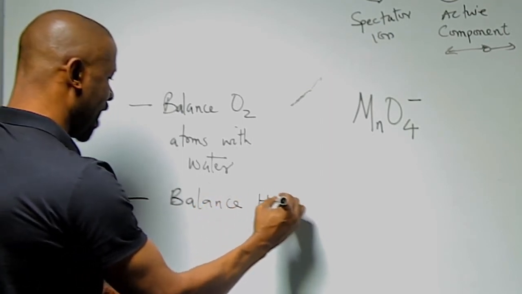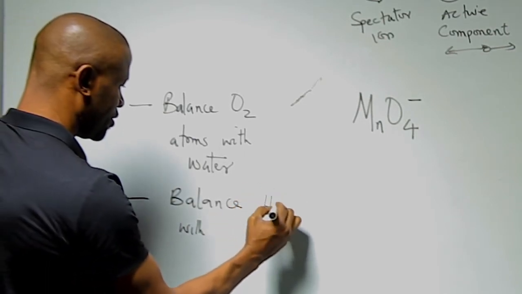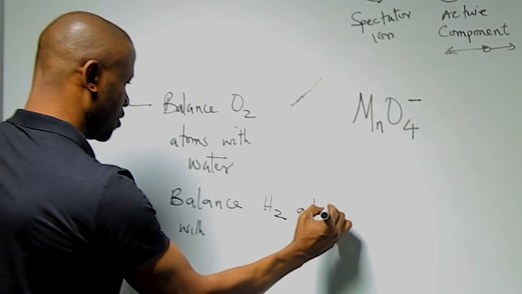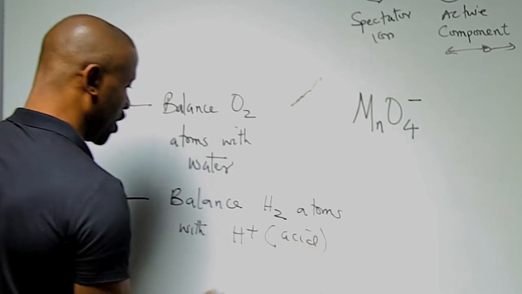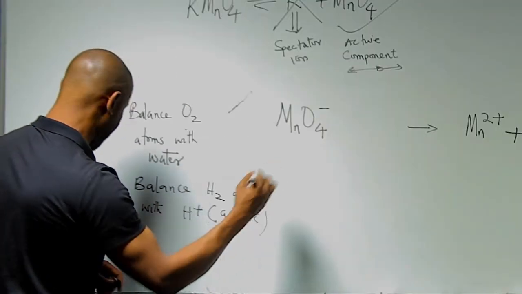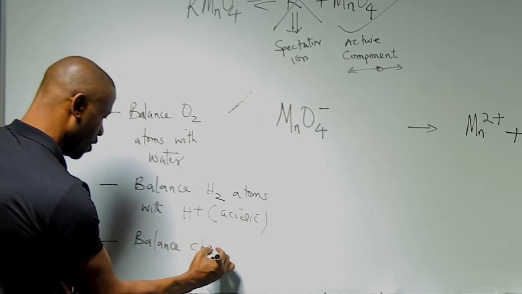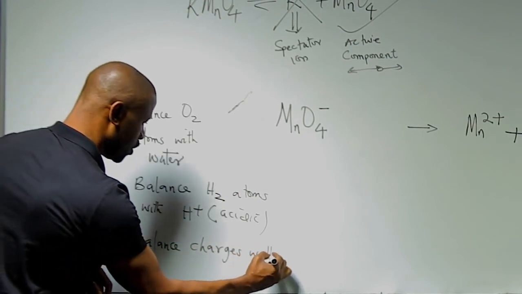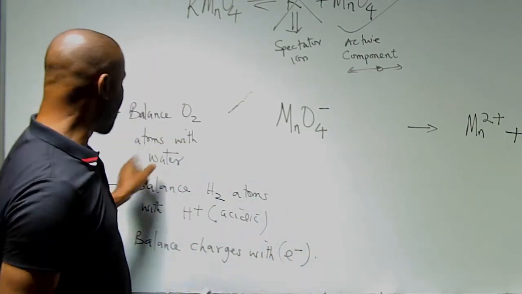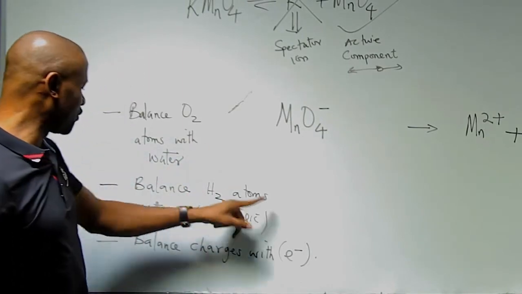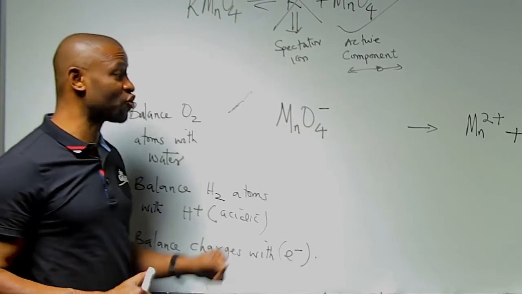Balance hydrogen atoms with hydrogen ions if it's in acidic medium, and that is what I'll be doing here. Balance charges with electrons. So we balance oxygen atoms with water, we balance hydrogen atoms with hydrogen ions in acidic medium, and we balance charges with electrons.